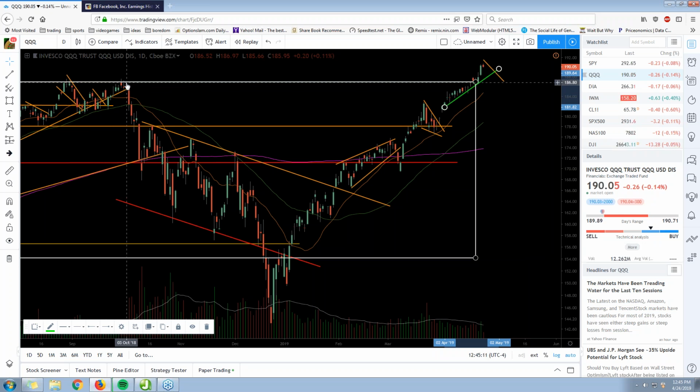And I think we're going to see the same thing in the S&P 500. I think we're going to see the Dow Jones and the Russell 2000 make their way towards their all-time highs. And then we'll see what happens as they approach their major resistance levels.